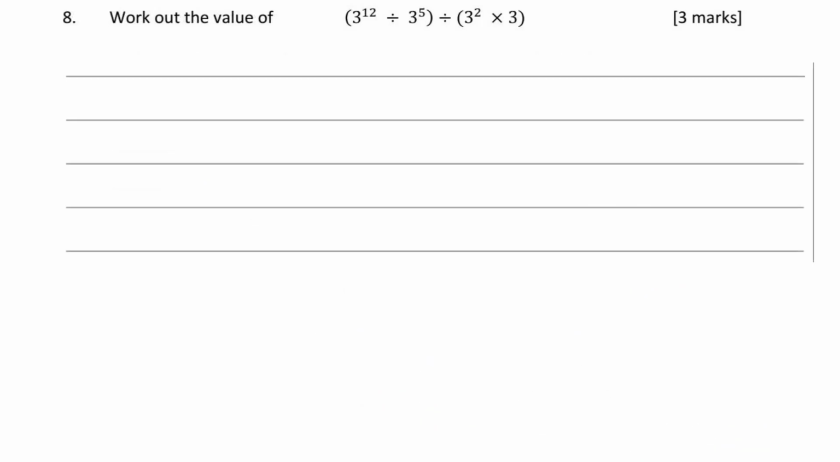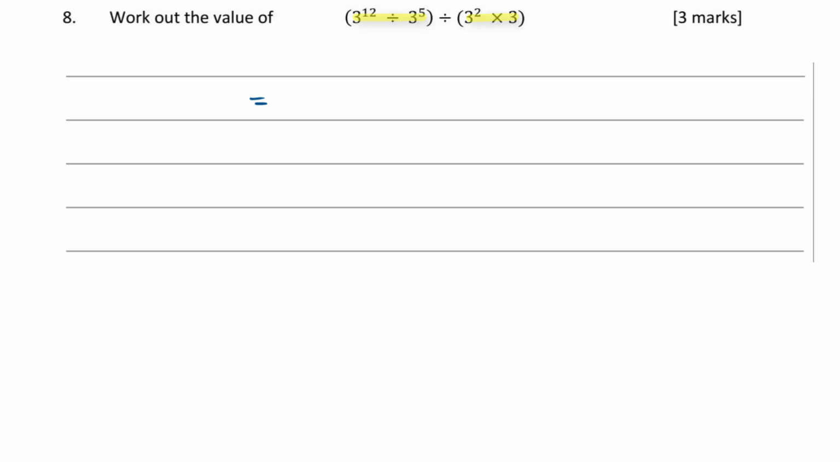Question 8. Work out the value of 3 to the power 12 divided by 3 to the power 5, all divided by 3 to the power 2 times 3. Okay. Now I'm going to do the bits in the brackets here to start with, because brackets come first. So let's do that bit and that bit first, and then we'll work out what we've got after. So inside the brackets, 3 to the power 12 divided by 3 to the power 5.